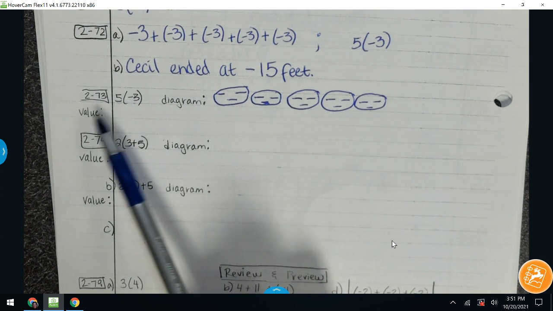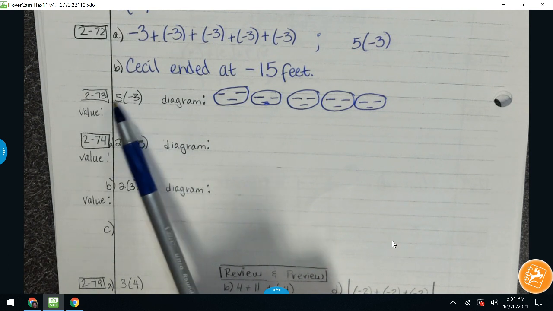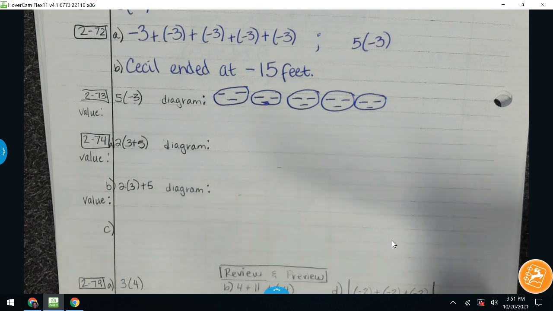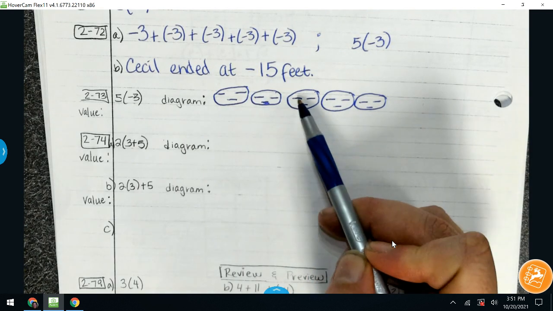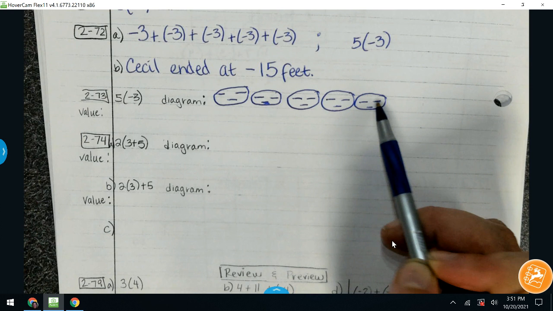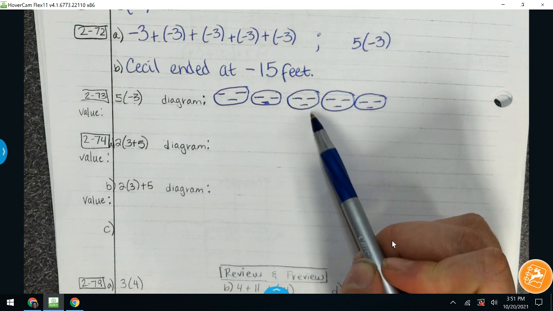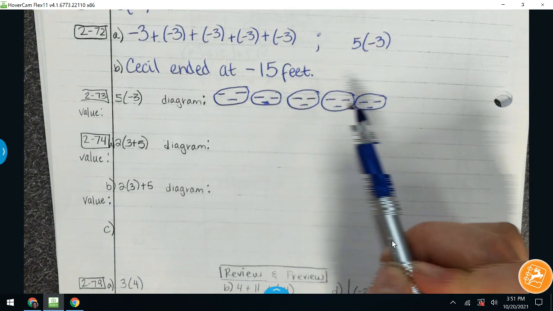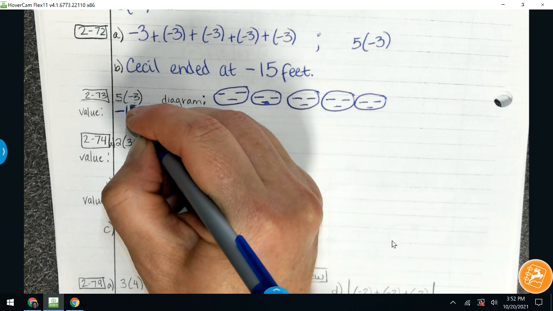And I also need to find the value of what this is. If I don't know what it might be, I can actually count them. I can go 1, 2, 3, 4, 5, 6, 7, 8, 9, 10, 11, 12, 13, 14, 15. Is it positive 15 or negative 15 though? I see negative symbols all through here, so that means it is -15.